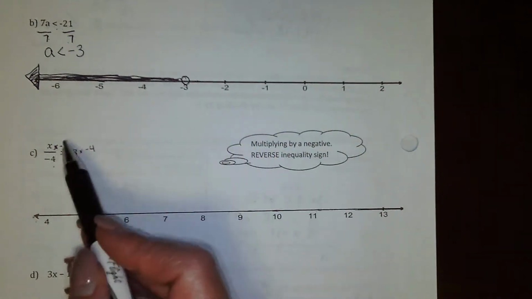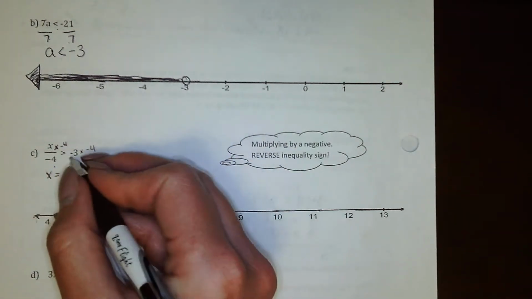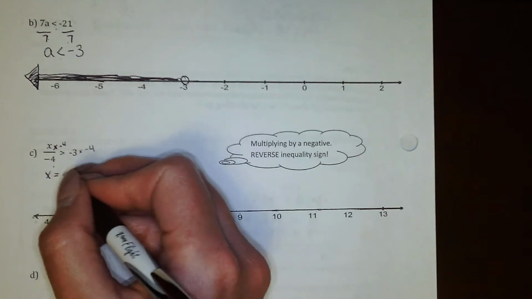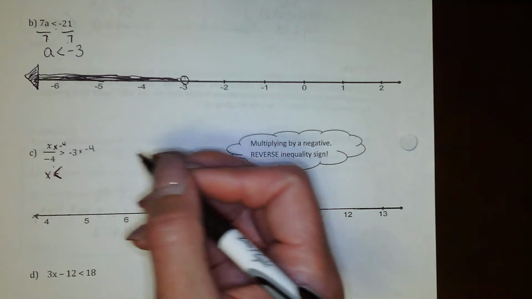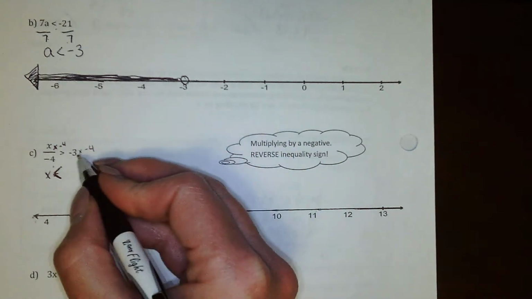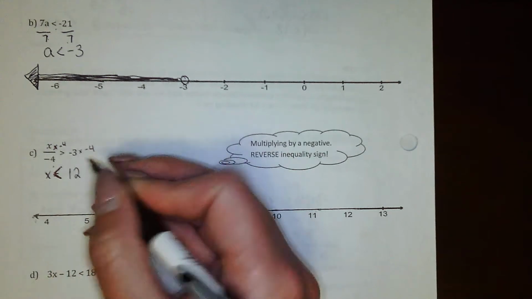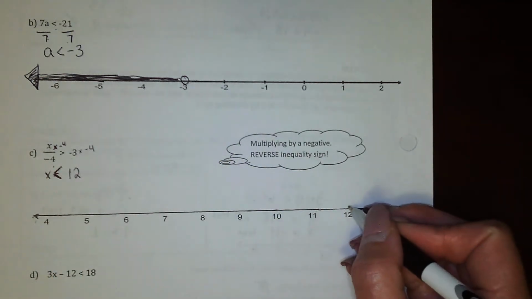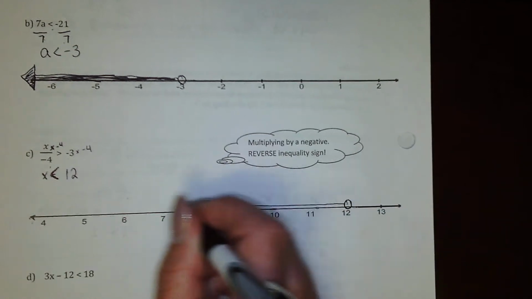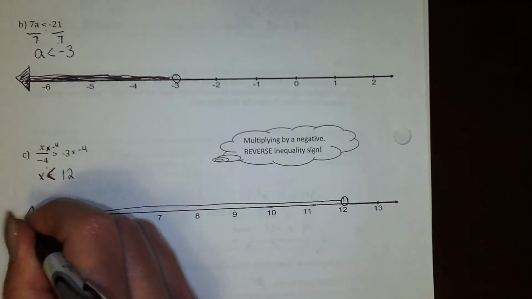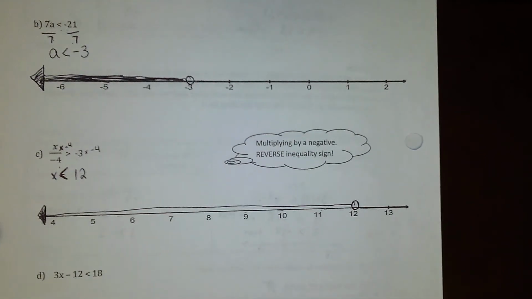So when I do that, that goes away. And -3 times, I need to reverse my sign because I multiplied by a negative. -3 times -4 is going to give me a +12. So x is less than +12. Open circle, and emphasize my arrow in that direction.